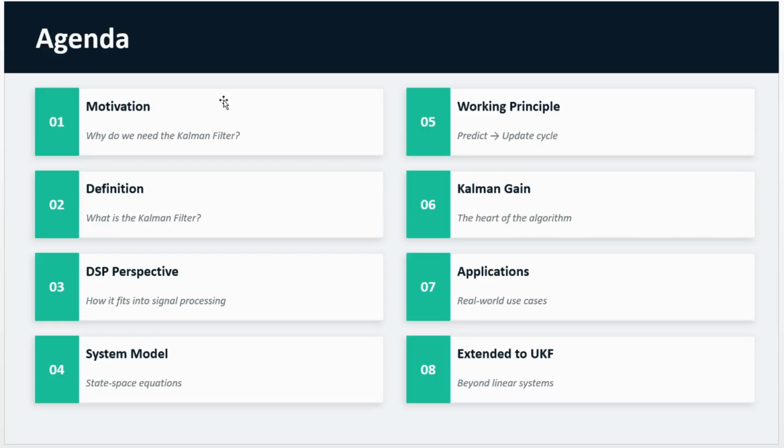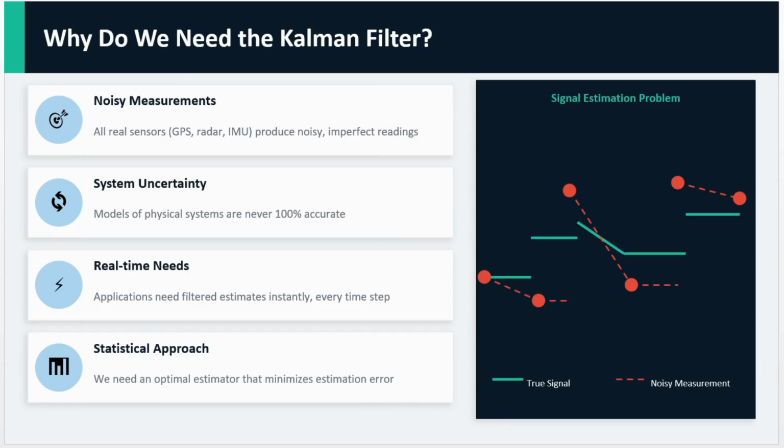So, before we talk about the solutions, we need to talk about a problem. Imagine you're tracking an aircraft using radar. Your radar sensor gives you a position reading every second, but that reading always has some noise in it. Maybe it's off by 50 meters or 100 meters. This is the reality of real-world sensors.